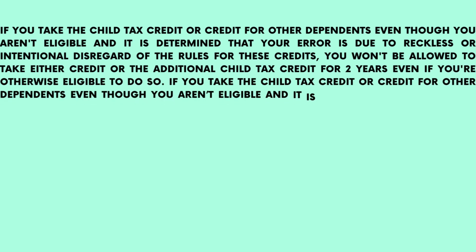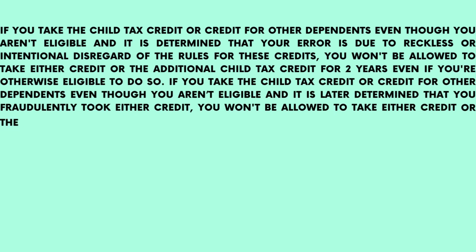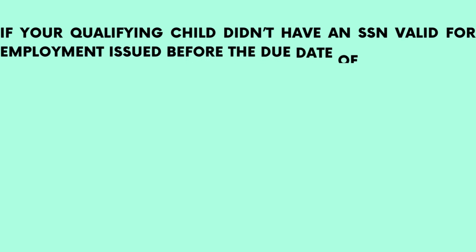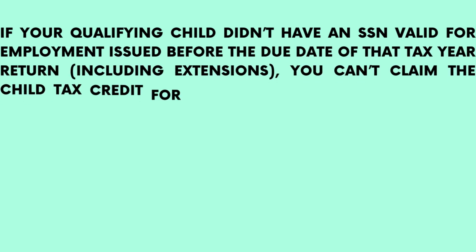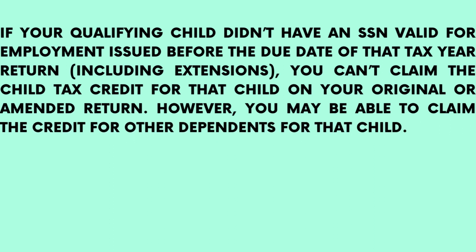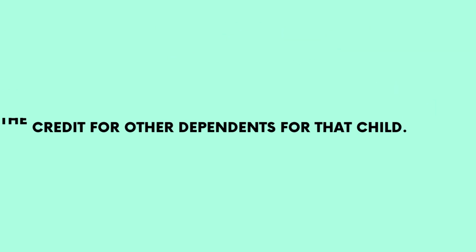If you fraudulently claim the credit, you won't be allowed to take the credit for 10 years. You may also have to pay penalties. If your qualifying child didn't have a valid Social Security number before the due date of your return, including extensions, you can't claim the child tax credit for that child on your original or amended return. However, you may be able to claim the credit for other dependents.